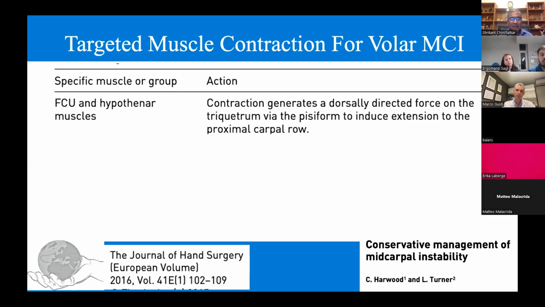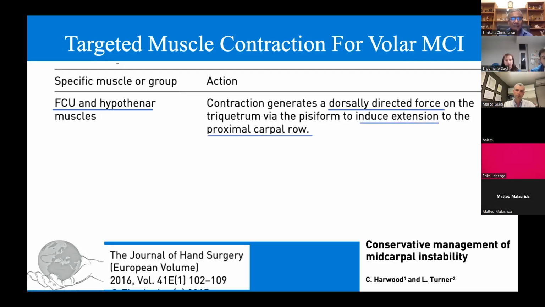So this is the work done by Harwood. This paper was published in 2016 in the European Journal of Hand Surgery, and he has also shown that various advantageous motions can be achieved by means of strengthening flexor carpi ulnaris and hypothenar muscle groups.